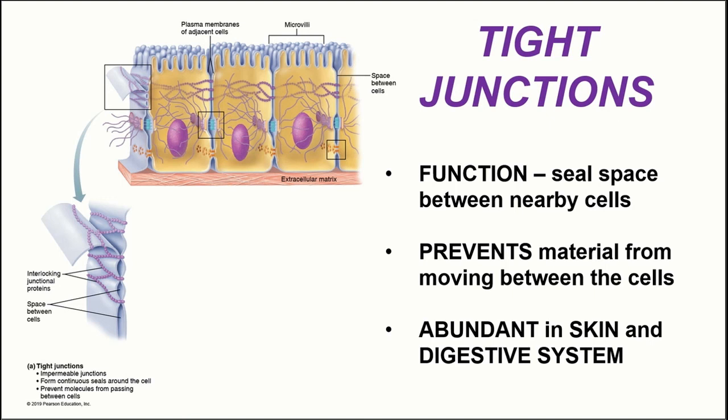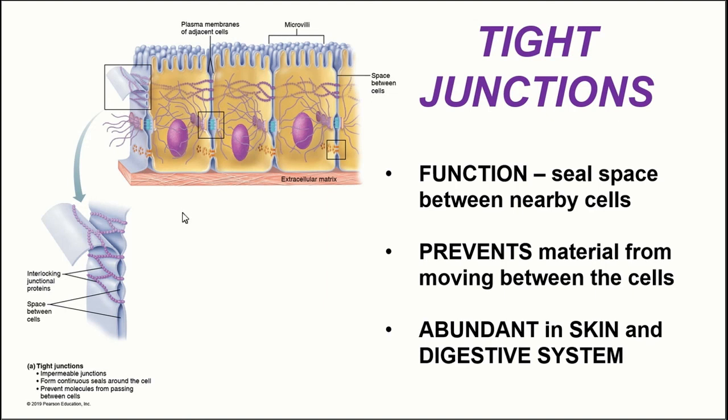So this prevents molecules, fluids, ions, materials, things like that from getting between the cells and getting into deeper tissues. So therefore, the cells that are linked together by tight junctions can function to essentially separate one fluid compartment from another fluid compartment in the body, in kind of much the same way that the plasma membrane separates the fluid compartments between the inside and the outside of the cell.